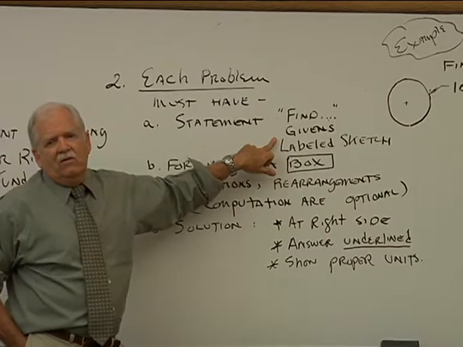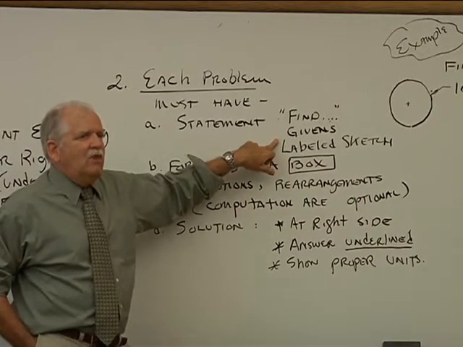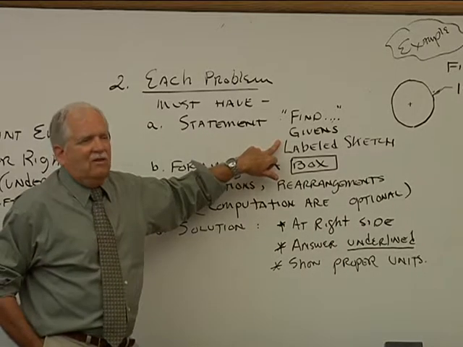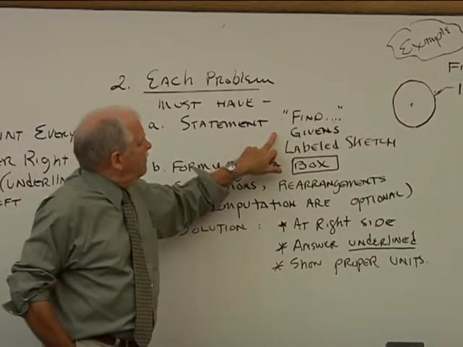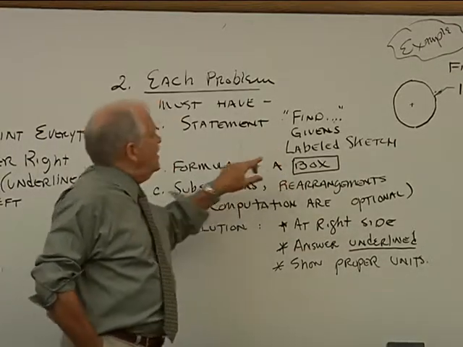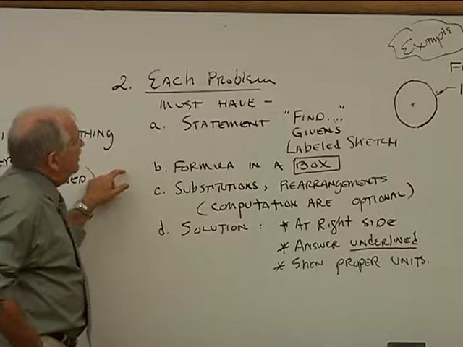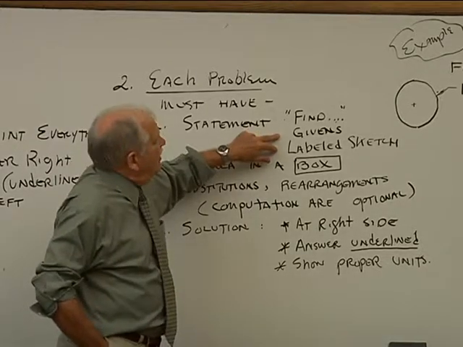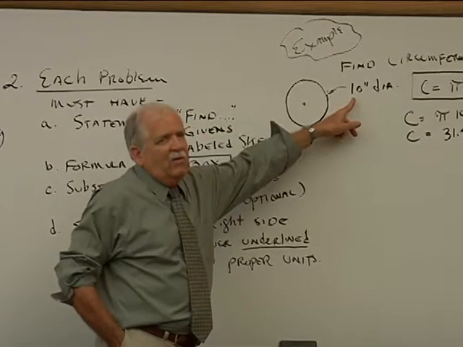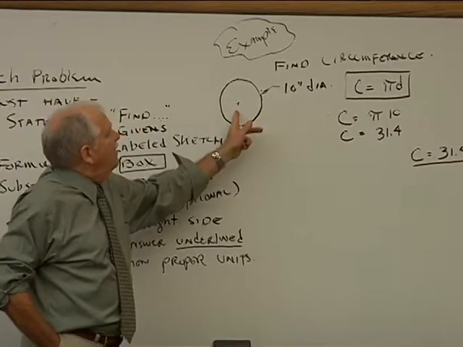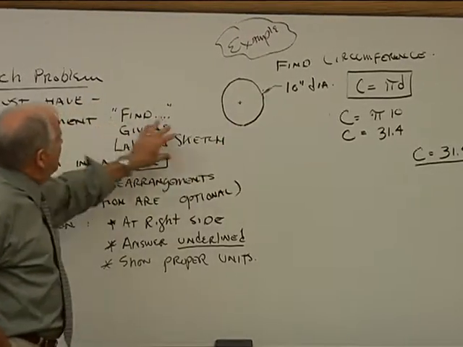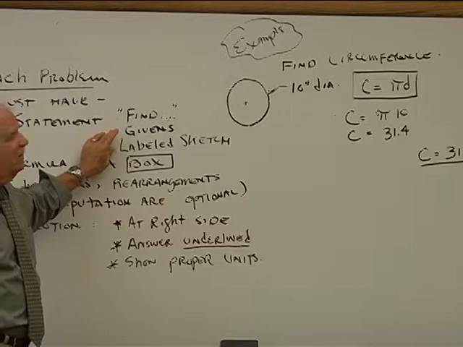Next, you should show me the givens. What were you given? Were you given units of measure? Were you given conversions? Were you given some specific numbers in the problem? And third, you should have a labeled sketch. Sometimes the givens are actually in the sketch, as you realize from my example, where I have a 10-inch diameter. That's a given, and it's a part of my sketch. So these 2 parts generally can be combined.